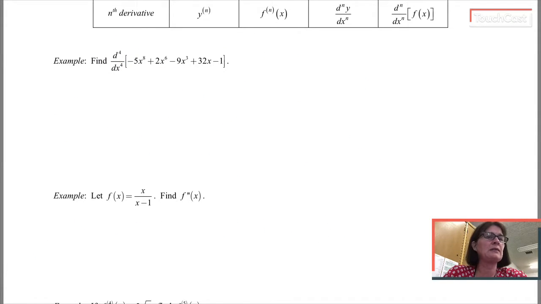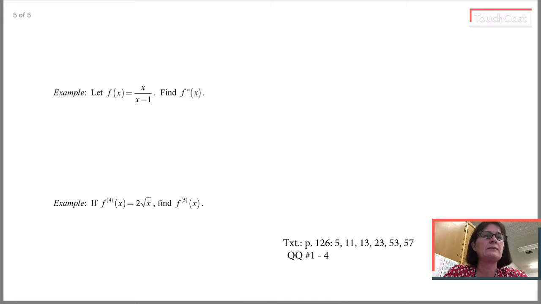All right, let's take a look at this guy down here. I'll leave that example for you. You're going to have to be a little bit careful. You're going to need the quotient rule. And then I'll do this last example. Find the fourth derivative of x. Oh, if I know the fourth derivative of x, find the fifth derivative.